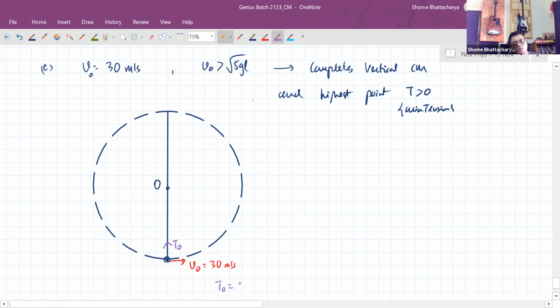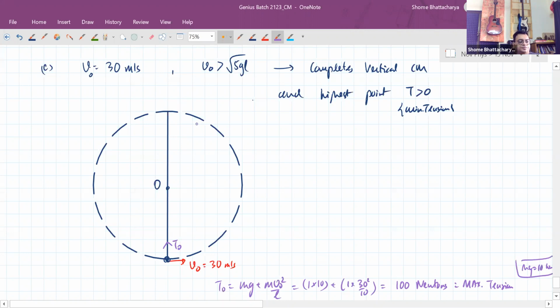This T naught. So you can see it's 10 times the weight because it will become 90 plus 10, 100 newtons. This is the maximum tension. Remember, mg is just 10 newtons, so it's 10 times the weight at the lowest point.